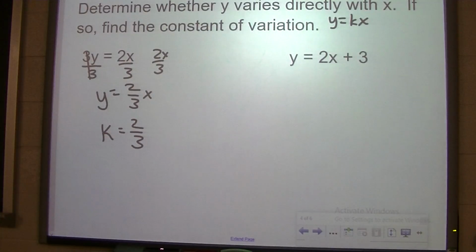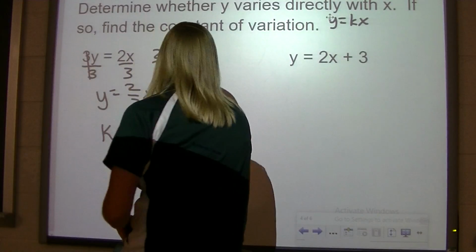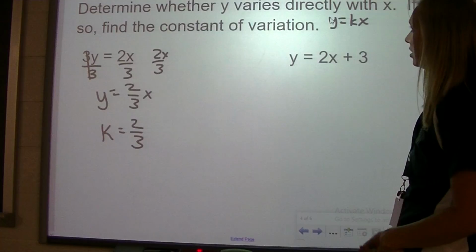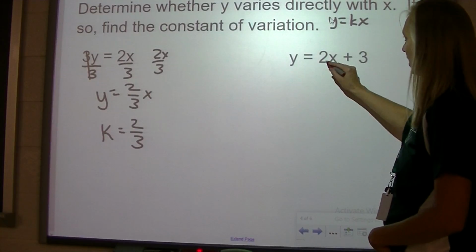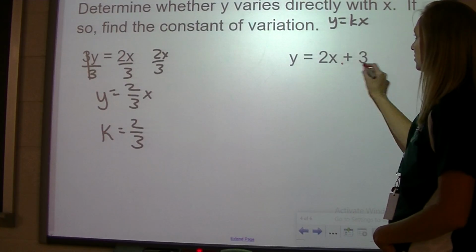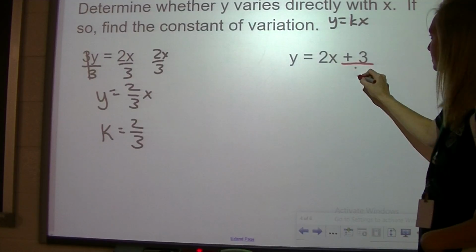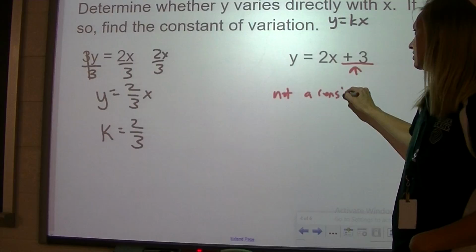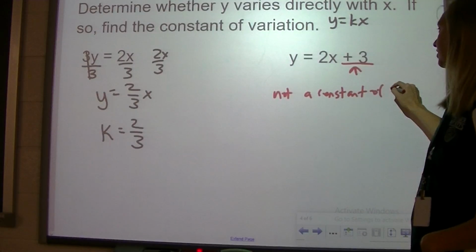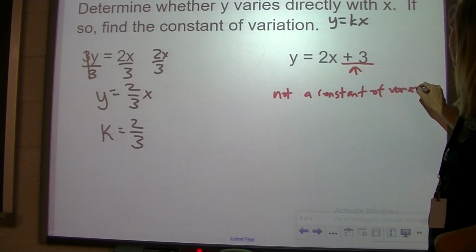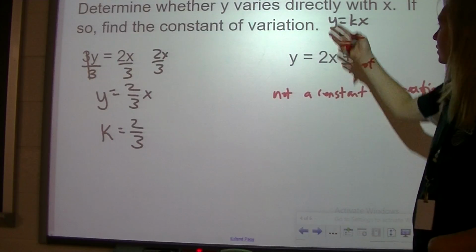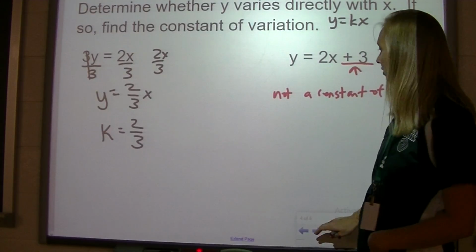What's our constant? 2/3. Okay, then here, y equals 2x plus 3. Well, it's already solved for y. Yes, we have a kx here, but we also have a plus 3. Because of this plus 3, it is not a constant of variation. So it is not directly related, it does not vary directly with x.